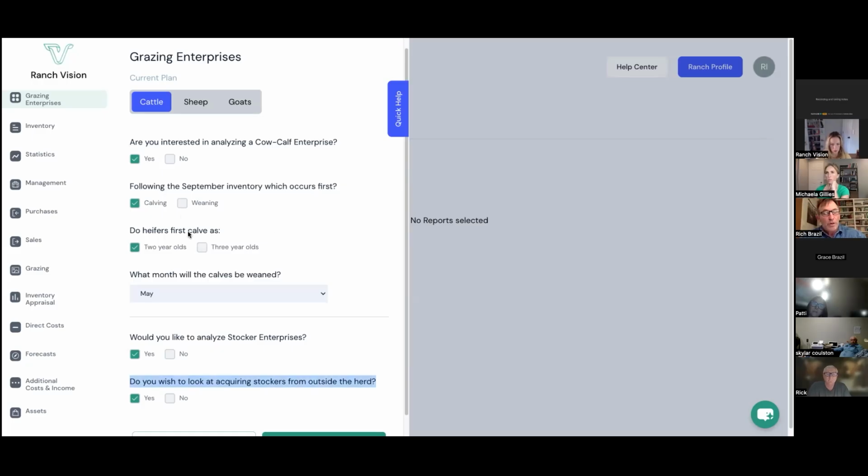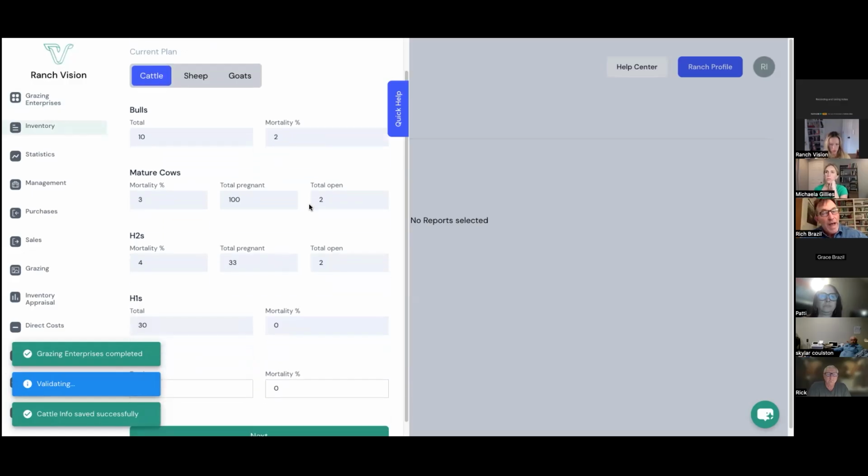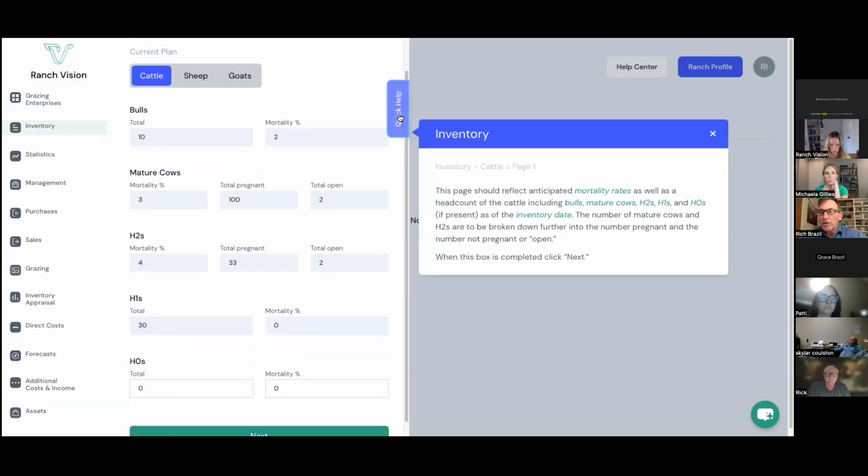Once you've inputted these first 2 boxes, we know the basic structure of your ranch, and it's going to be tailored according to what you have and what you want to look at. Let me stop right there. Any questions on any of those?